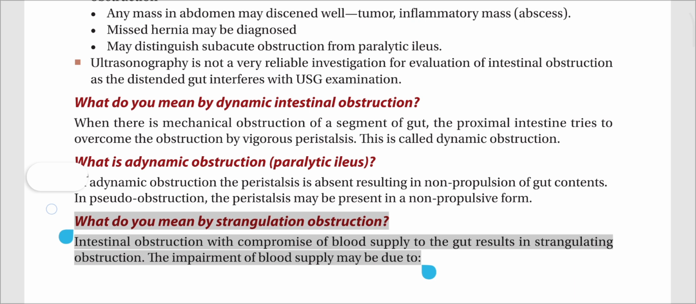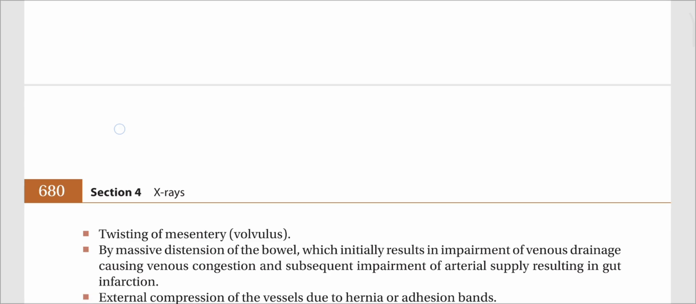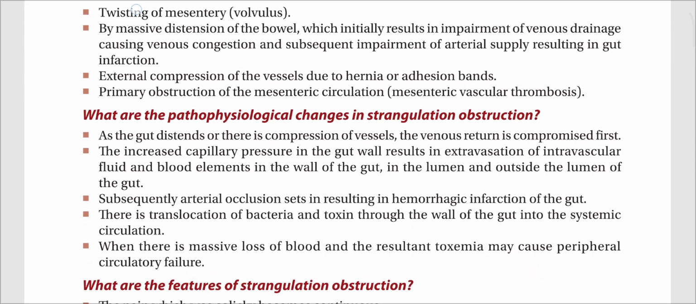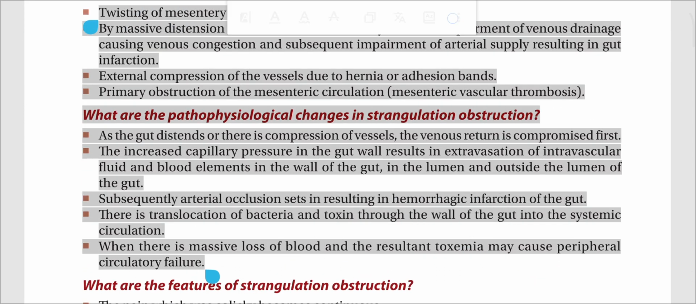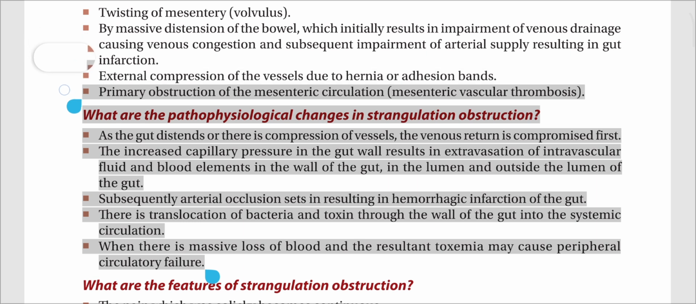What do you mean by strangulation obstruction? Intestinal obstruction with compromise of blood supply to the gut results in strangulating obstruction. The impairment of blood supply may be due to twisting of the mesentery, volvulus; by massive distension of the bowel, which initially results in impairment of venous drainage causing venous congestion and subsequent impairment of arterial supply resulting in gut infarction; external compression of the vessels due to hernia or adhesion bands; or primary obstruction of the mesenteric circulation, mesenteric vascular thrombosis.